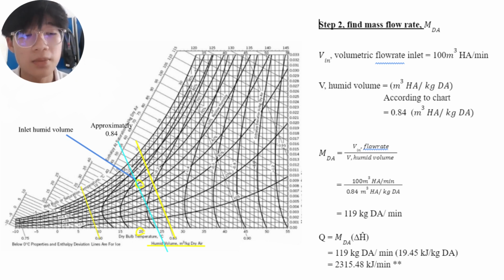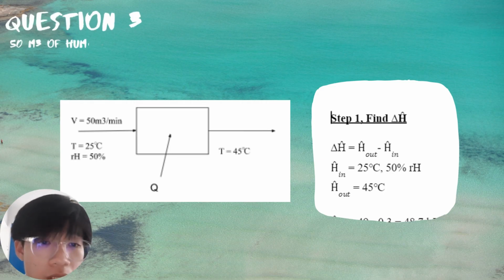So for the last part of this question, we have to calculate the heat required for the process. So Q equals mass flow rate of dry air times the change in enthalpy. So 119 kilogram of dry air per minute times 19.45 kilojoule per kilogram dry air, we got 2315.48 kilojoule per minute. So next one will be question 3.